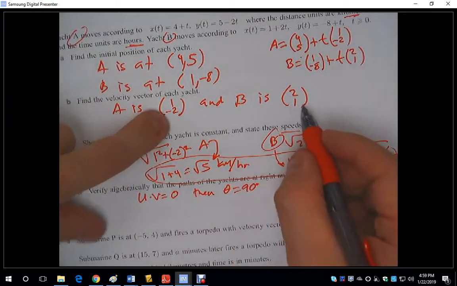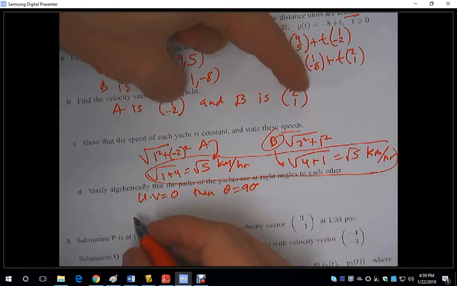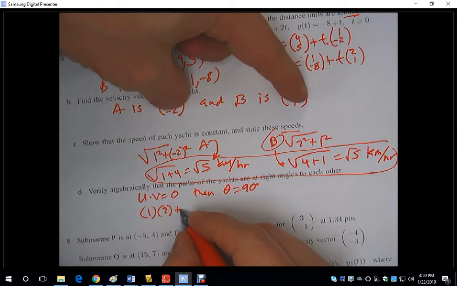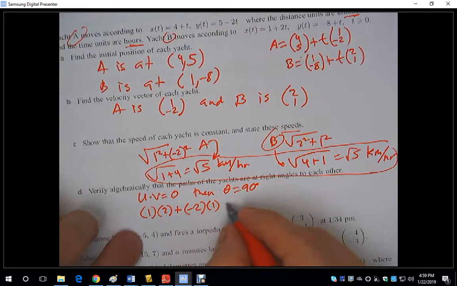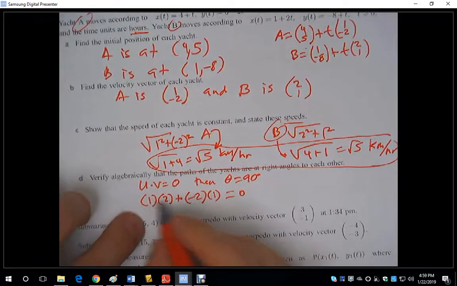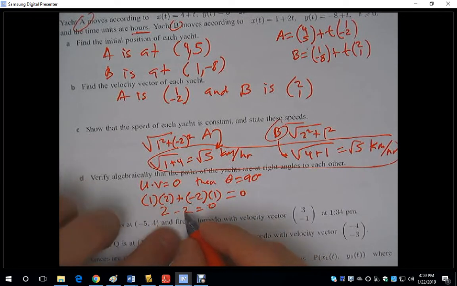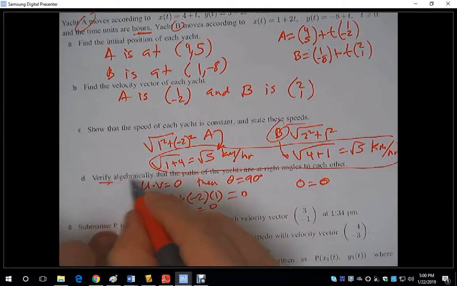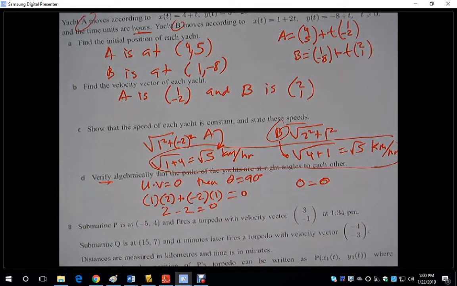Here are our direction vectors, and we're going to do the dot product, which is the product of our x values, so 1 times 2, plus the product of our y values, which would be negative 2 times 1, and this should equal 0. Well, 1 times 2 is 2, and negative 2 times 1 is negative 2, and 2 minus 2 gives us 0, and 0 equals 0. So this is verifying algebraically that the direction vectors are perpendicular.